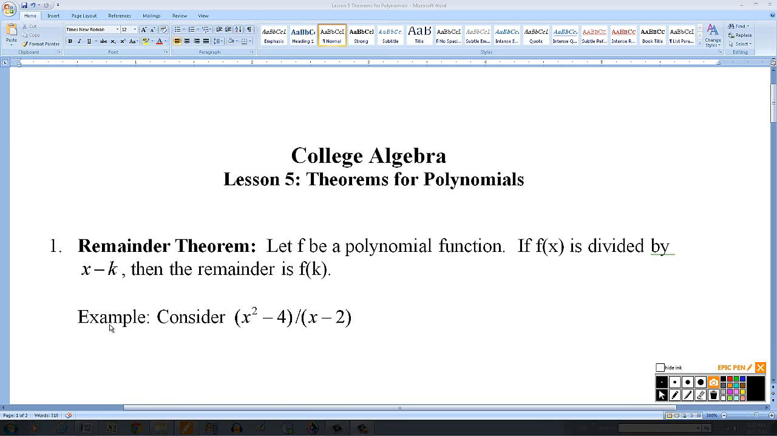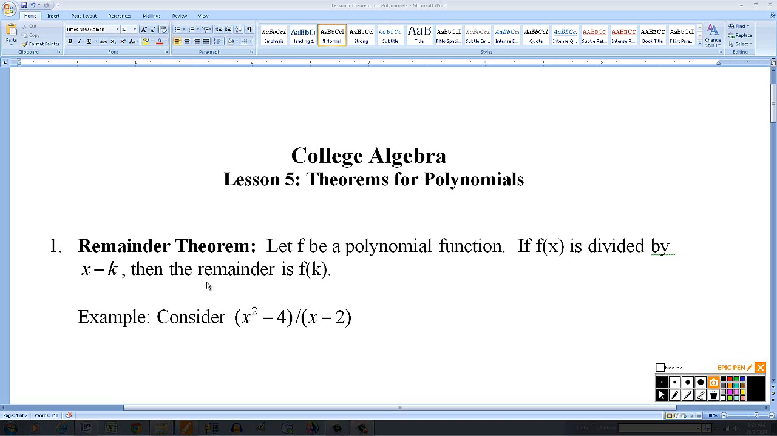So we're just looking at an example. Let's consider, say, x squared minus 4 divided by x minus 2. In this case, the f of x in the statement of the theorem is x squared minus 4, and the x minus k is represented by x minus 2. If I wanted to divide this and only find out what the remainder was, I could do a long division and figure it out.